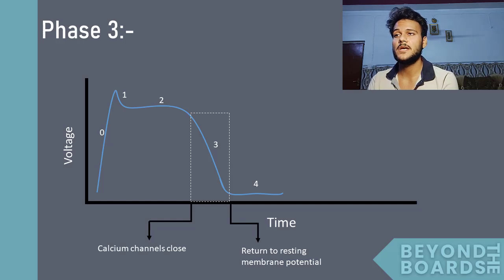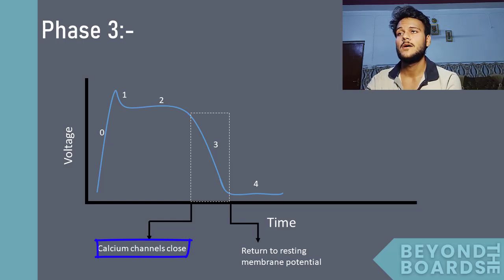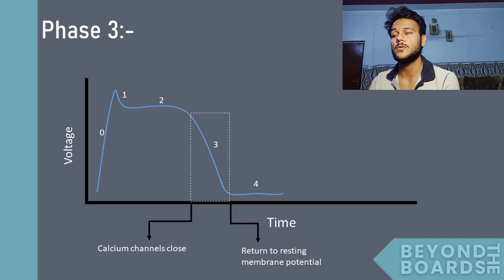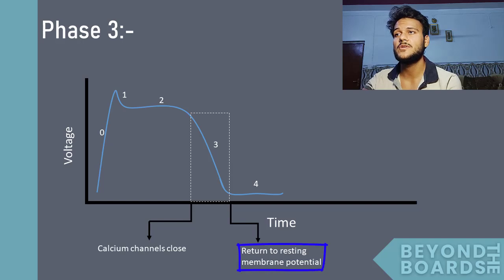Now, eventually, these calcium channels will close right about here, which marks the end of phase 2 and the beginning of phase 3. With the calcium channels closed, the membrane permeability for potassium is restored, and potassium ions start leaving the cell, causing repolarization, in which the membrane voltage decreases until it reaches the resting membrane potential, which averages about negative 85 millivolts. That's why this phase is called the phase of rapid repolarization.